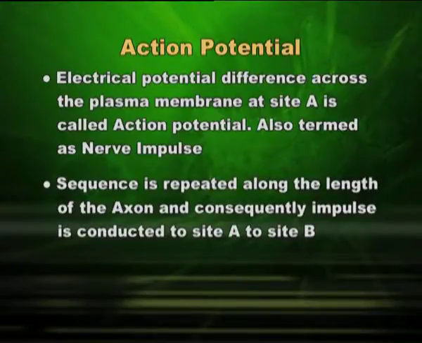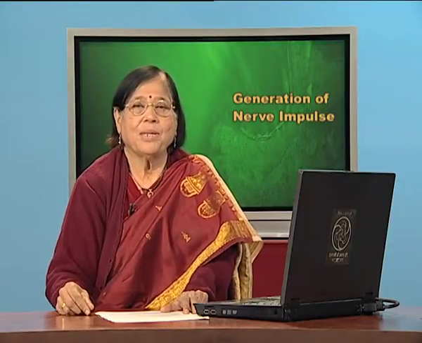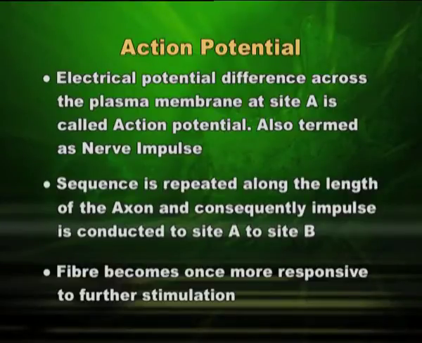So, if a nerve impulse is passing through a nerve cell, it is a condition of action potential, or action potential is another word for nerve impulse. Now, this sequence is repeated along the length of the axon, point A to point B to point C to D and so on, till the impulse reaches the other end. Along with this, the impulse is conducted from one point to the next point. The fiber becomes once more responsive.